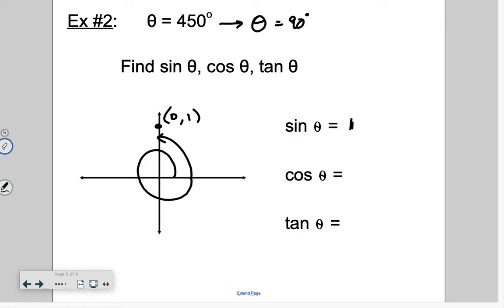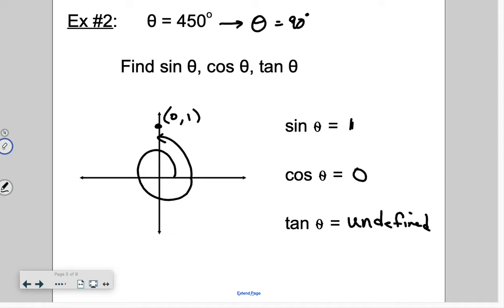What's the cosine of 450 degrees? The same as the cosine of 90 degrees, which is 0. And based on those two, what's the tangent? Undefined, because it's sine divided by cosine, and you can't divide by 0. So the tangent of 450 or 90 is undefined.